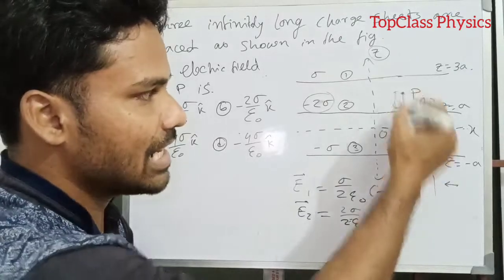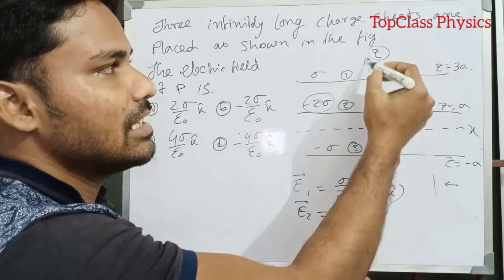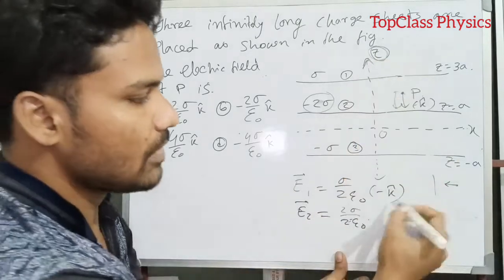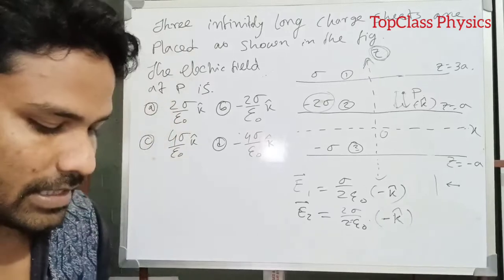So this is also the negative z direction, because the positive z direction is this side. So this is also minus k cap, right? This is also minus k cap.